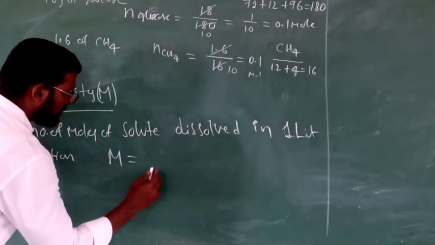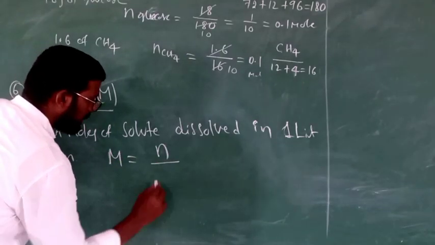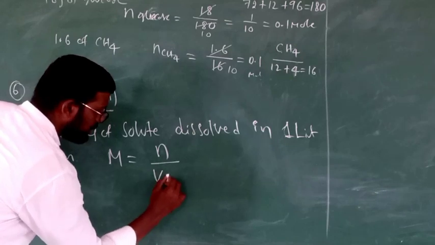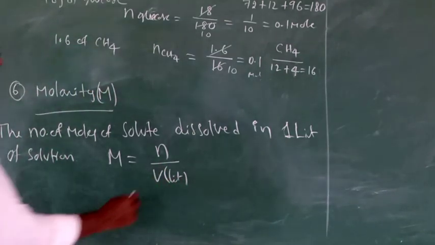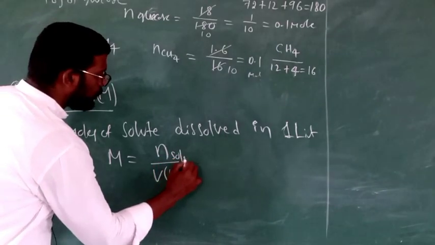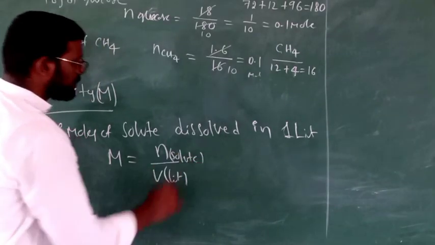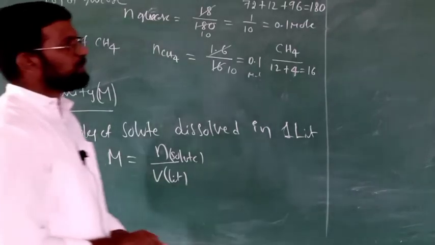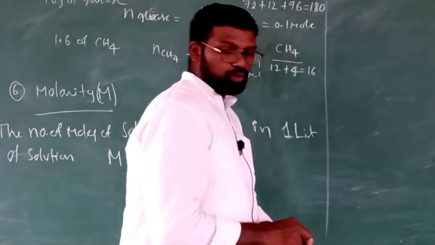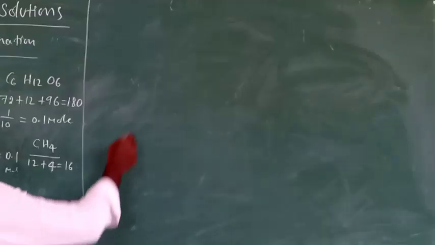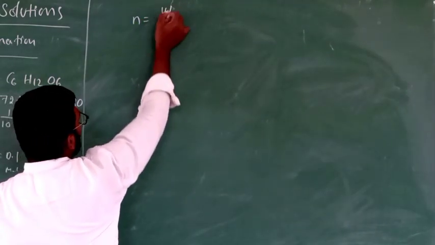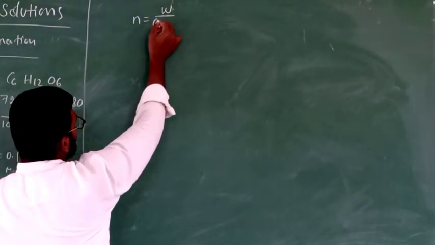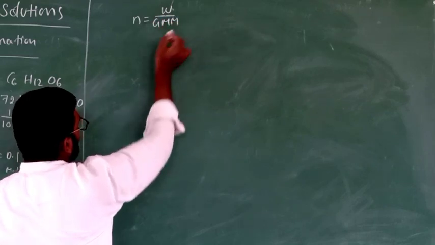Molarity M is equal to number of moles of solute divided by volume of the solution in liters. Now let us expand this formula. Do you know the formula of number of moles? The formula of number of moles is mass by gram molar mass.